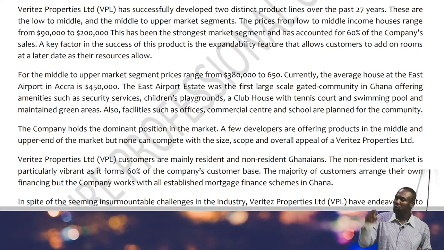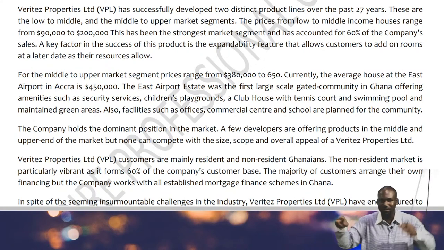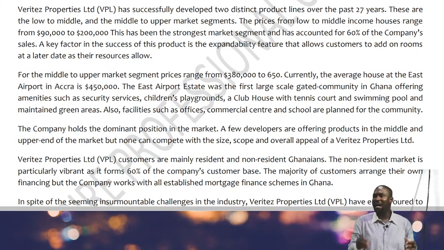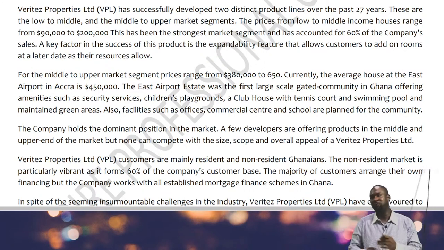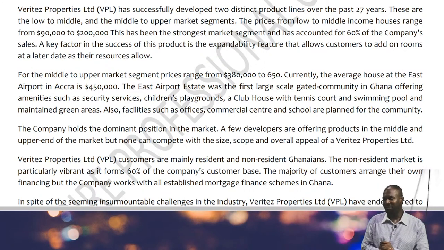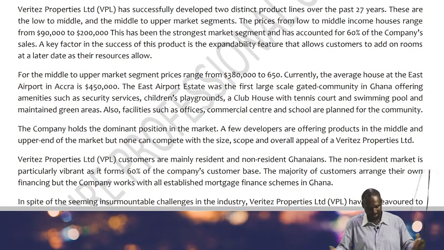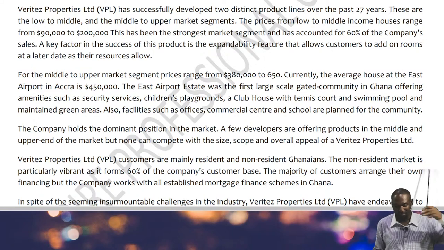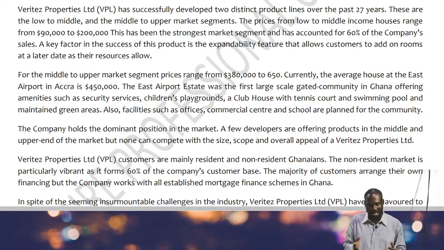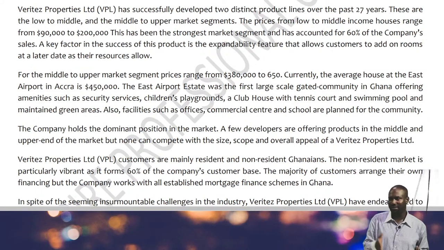Then we are being told that they have two distinct products, clearly dealing with the various market segments. So they have unique product lines. That's a strength. Then we are also told that they offer expandability for their product. Now, for the middle to upper segment, the price range is from 380,000 to 650,000, so please add the three zeros. Are we clear? So that is the range.